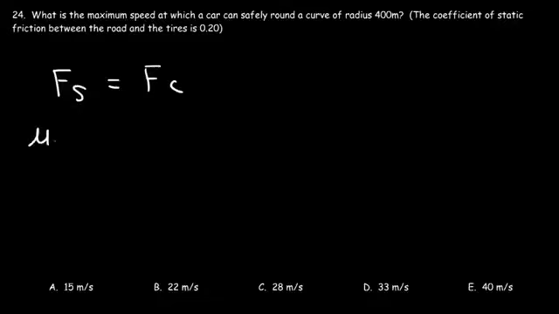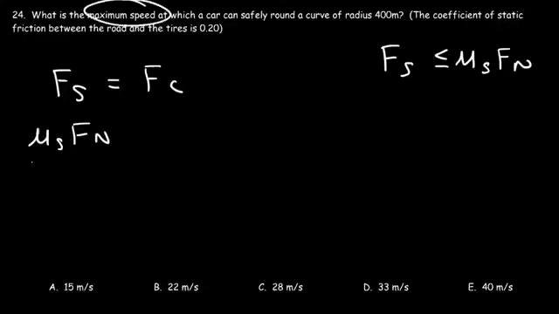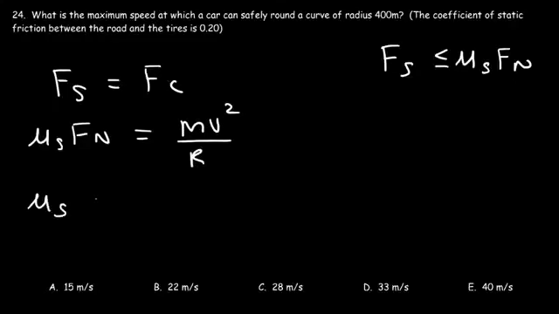Static friction is mu s times the normal force. Now granted, static friction is an inequality. It can exist from 0 up to its maximum value, which is mu s times the normal force. And we need to use that maximum value because we're looking for the maximum speed. The centripetal force is mv squared over r. It's mass times the centripetal acceleration. The normal force is mg, since the surface is flat. And we could cancel m.